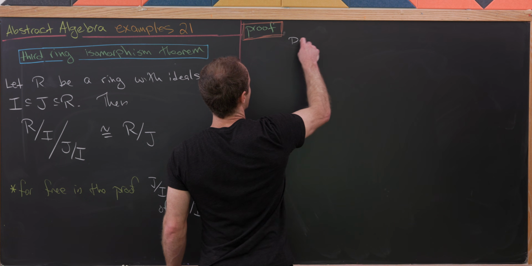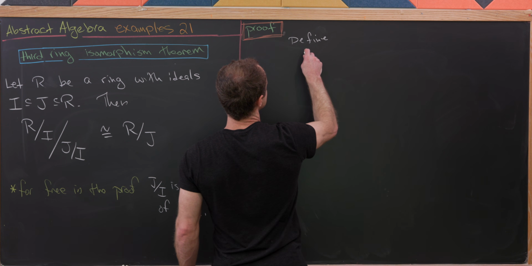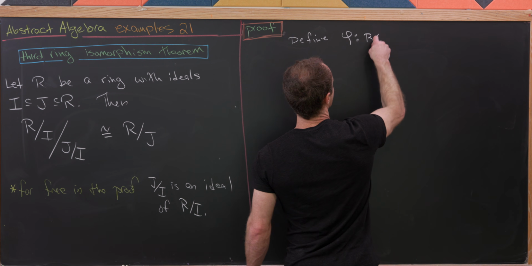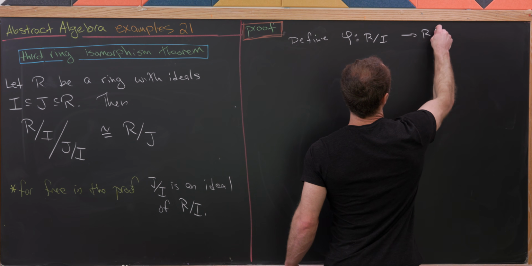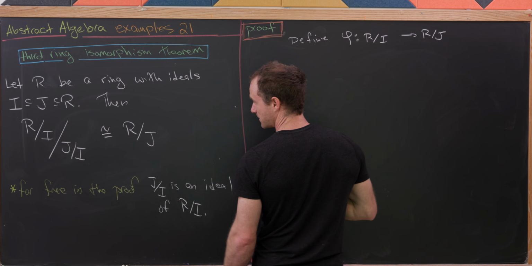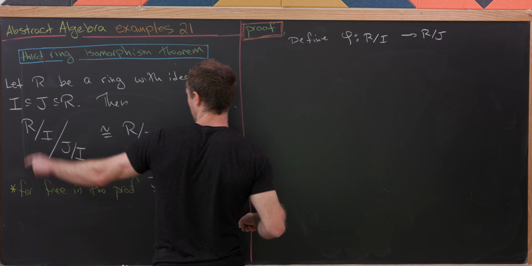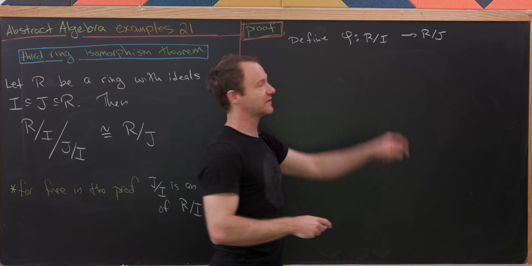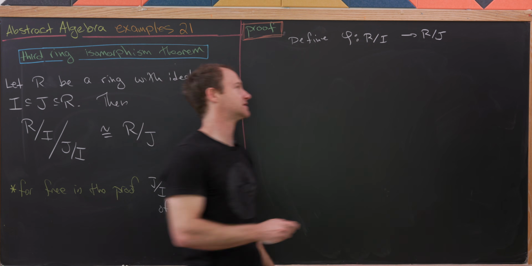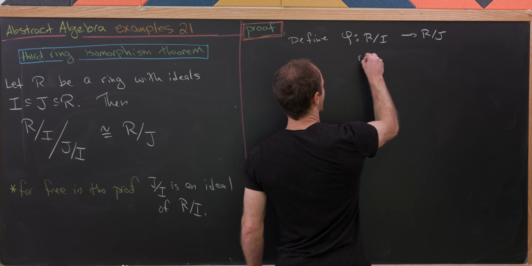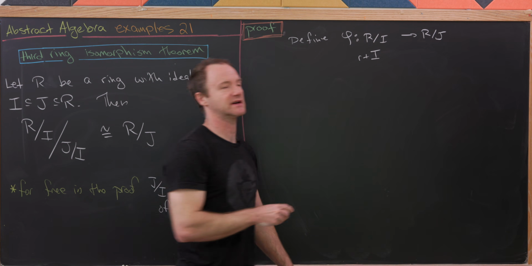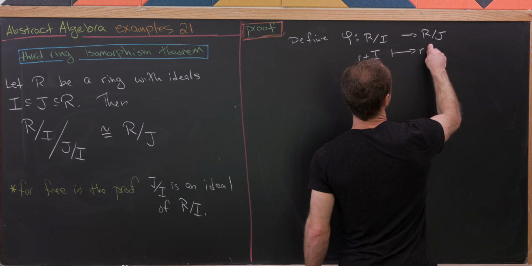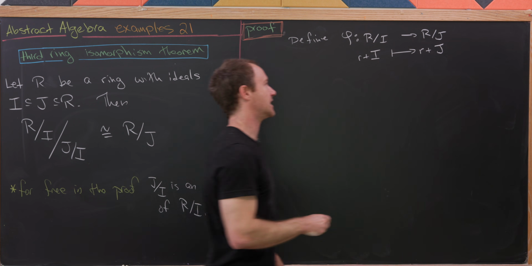So we're going to start by defining an obvious map. So I'll take this phi and it'll go from R mod I to R mod J. So it comes from the numerator, if you will, over here to R mod J. And recall that everything in R mod I is a coset. So we need to determine where to send the coset R plus I. And the obvious place would be to the corresponding coset R plus J.